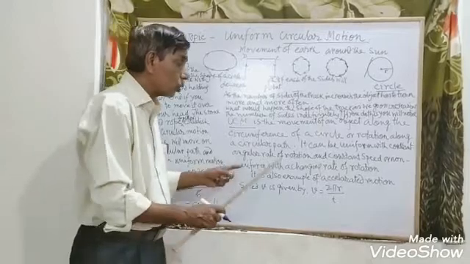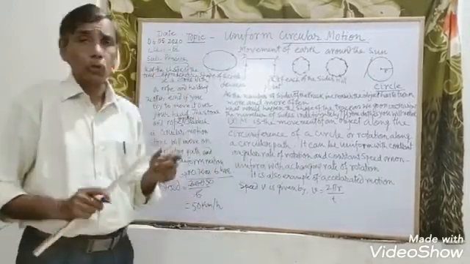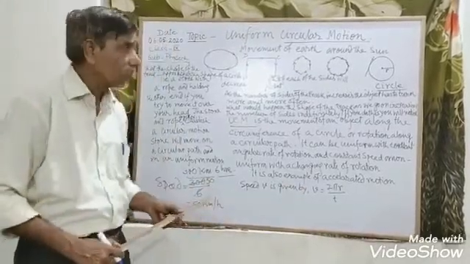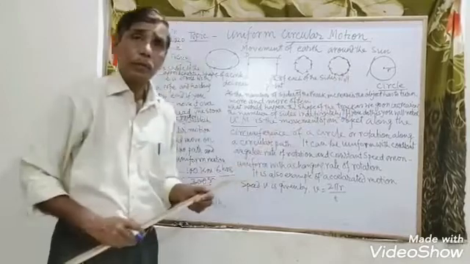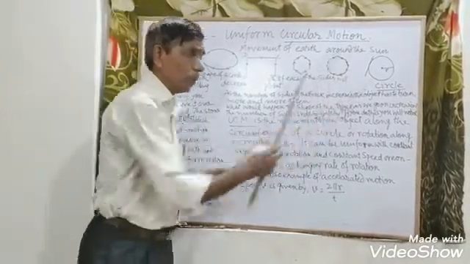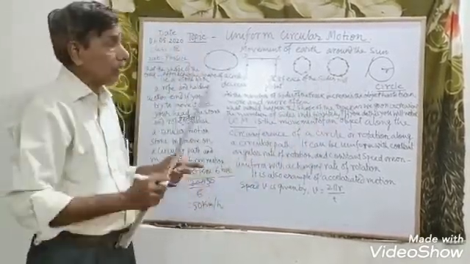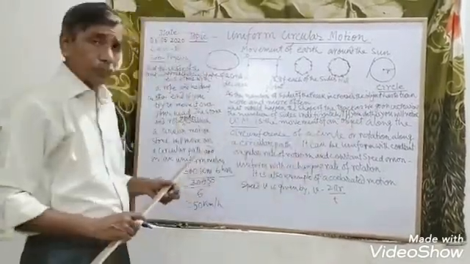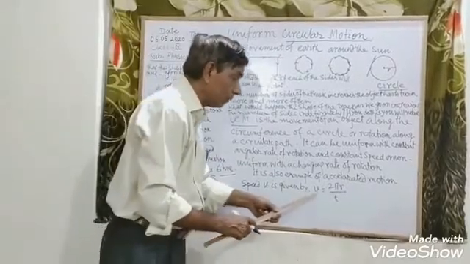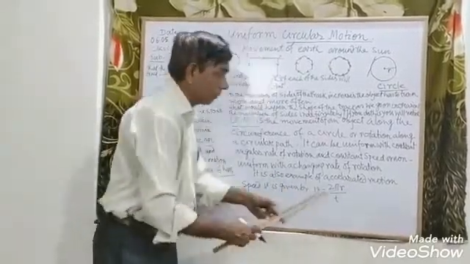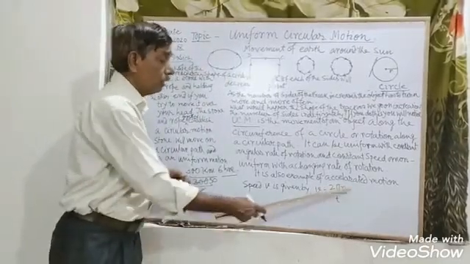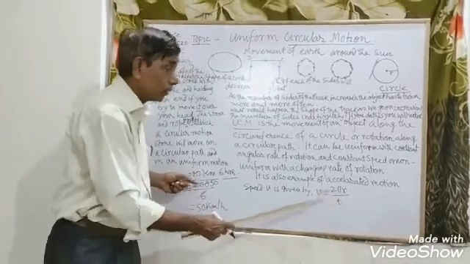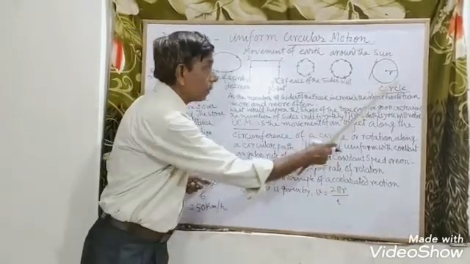So, it is also an example of accelerated motion. If you try to find out the velocity in a circular path, while an object is moving on a circular path or in a uniform circular motion, the velocity is given by v is equal to 2 pi r divided by t. This is the formula to find out the velocity. This 2 pi r is the circumference.